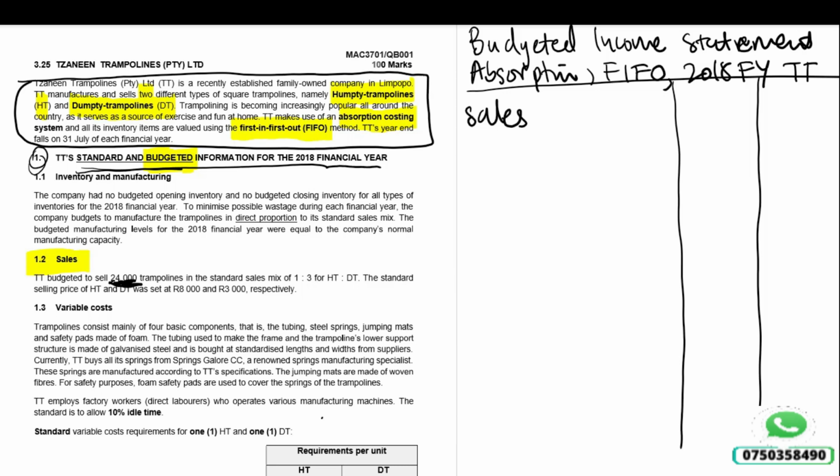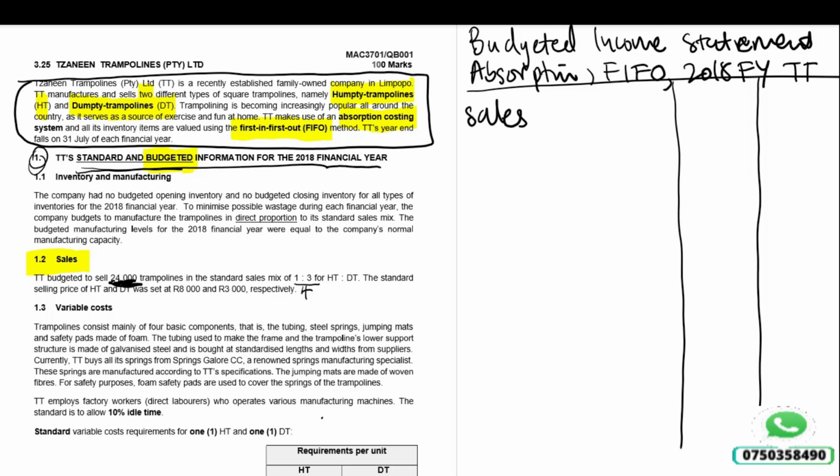If you add these two, 1 plus 3 equals 4, it means we have 4 as our total. Then they say the standard selling price for HT and DT was set at 8,000 and 3,000 respectively. So we've got the selling price, we've got the units.